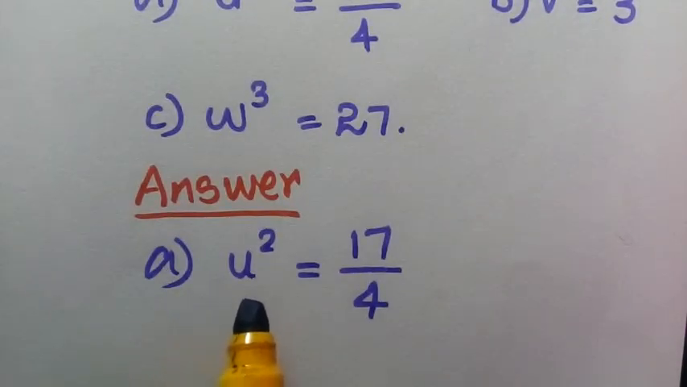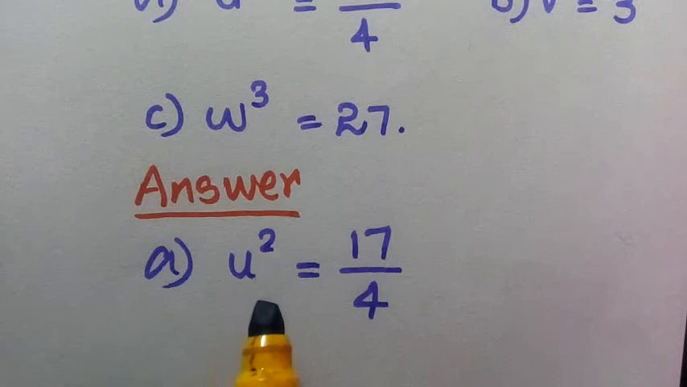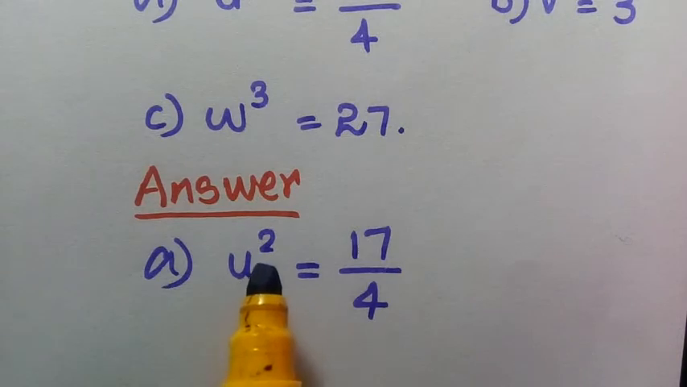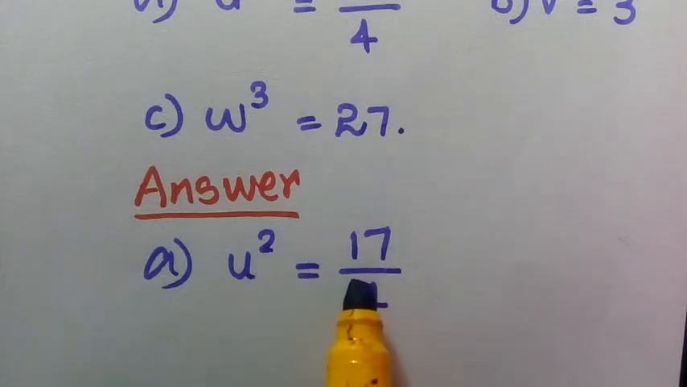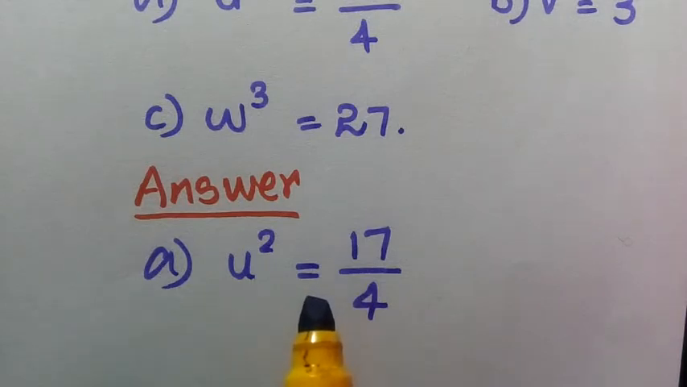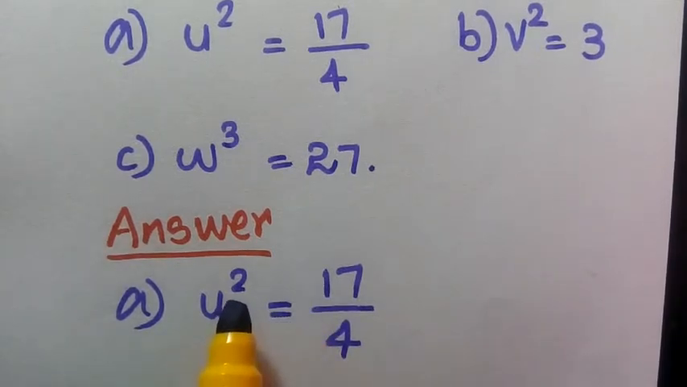In question number 1, we have u square is equal to 17 by 4. Here we need to find the value of u. They gave the value of u square. We need to find the value of u. In your earlier classes, you have learned if we take square to the opposite side of the equal sign, then it changes to square root. Do you remember that? In 8th standard, you studied one chapter, Squares and Square Roots. That chapter has this concept. So, let us take the square to the opposite side.